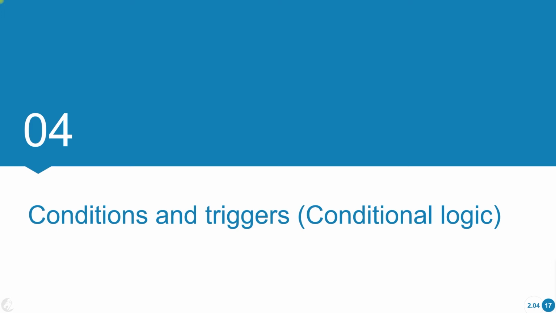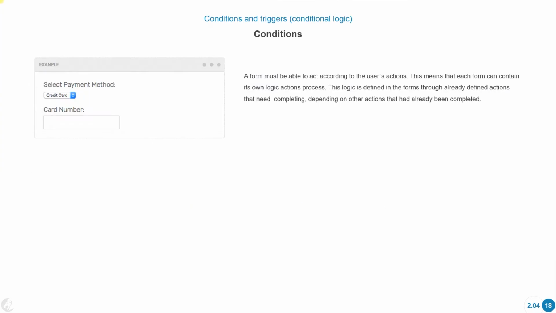Conditions and triggers. In this module, we are going to learn about conditions and triggers. Firstly, we're going to see conditions. A form must be able to act according to the user's actions. This means that each form can obtain its own logic action process.